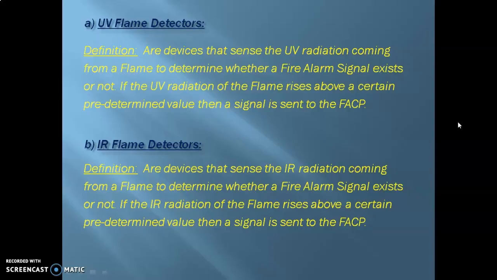So now moving on, we will be talking about the IR type of flame detectors. As the name suggests, these are devices that sense the infrared radiation that comes from the flame, and the same process is followed: it compares the IR radiation with the preset value of IR radiation within the flame detector, in order to determine whether a fire alarm condition exists or not. Once it is confirmed that the fire alarm condition exists, then the fire alarm signal is sent to the FACP.